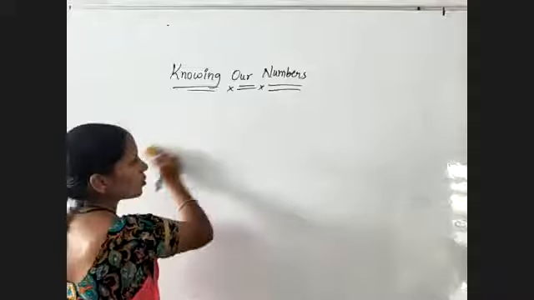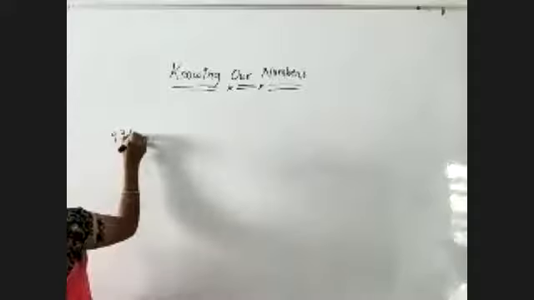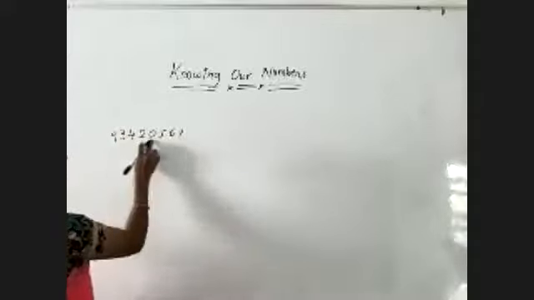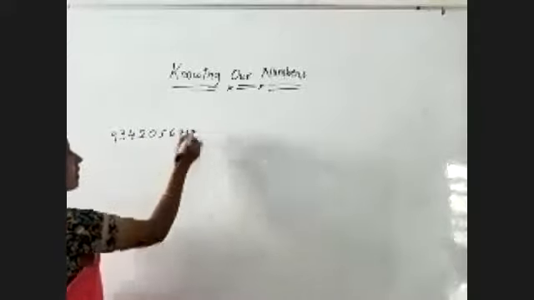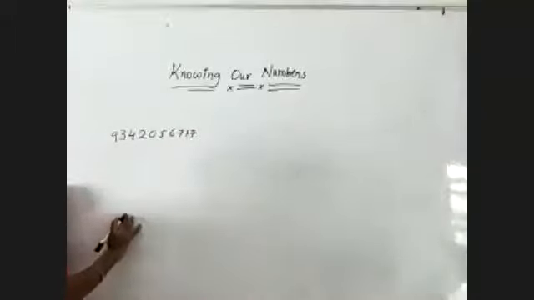Now coming to the topic, international place value. See, collect your phone numbers and write them in international place value. For suppose I am using 9342056712345678 9 10. Like this, I have one phone number. Then I want to write this number in the international place value system.